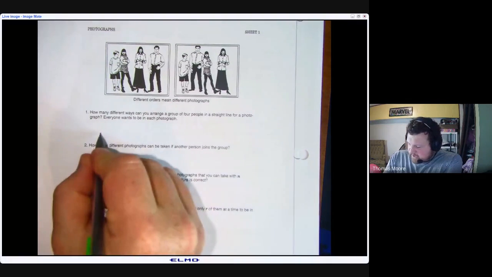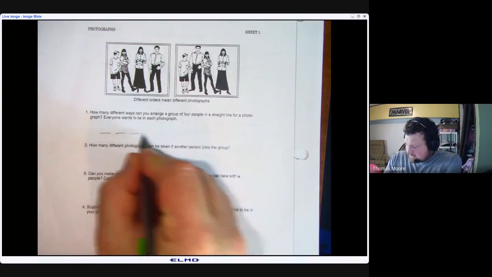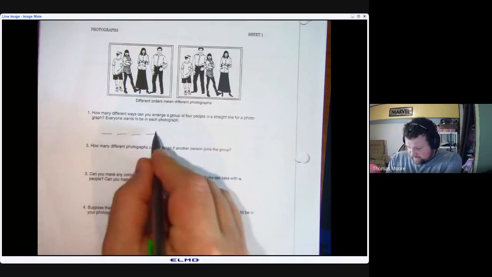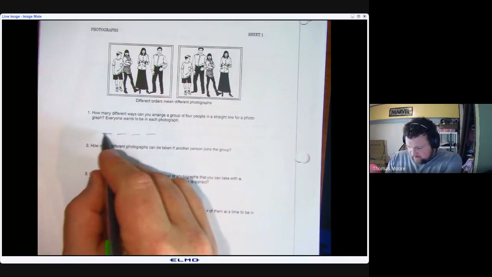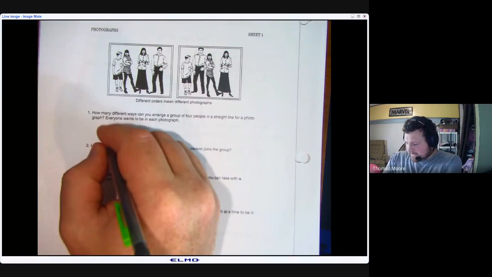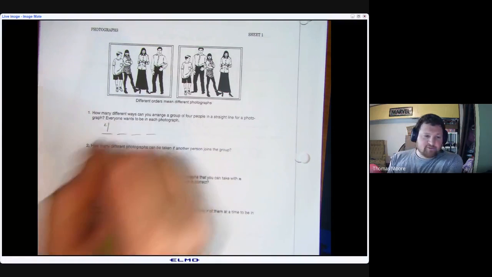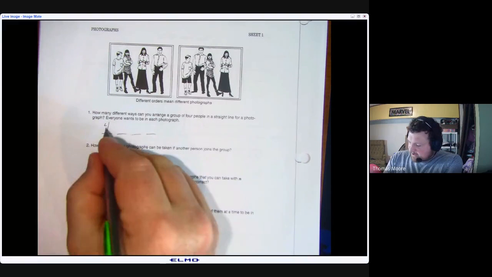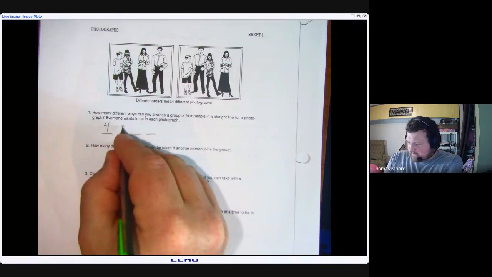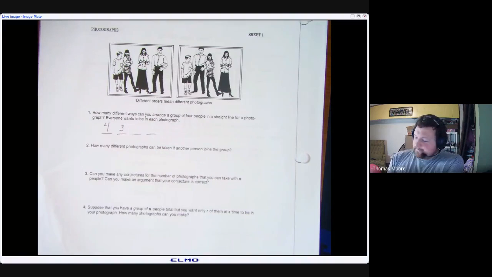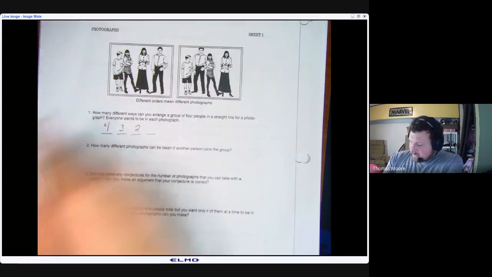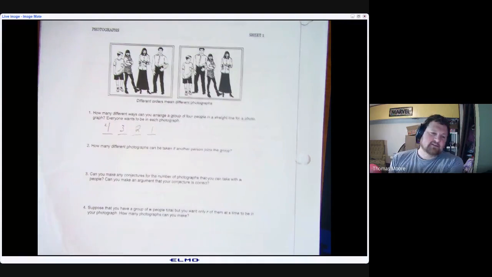So if we look at this, there are 4 slots, and we're trying to determine how many different ways I can arrange the people. Well, how many different available people are there that I can put in my first slot? I could put 4 people in that slot. And then for my next slot, if I've already used 1 up, now I only have 3 left. For my next slot, I only have 2 left. And in my final slot, I only have 1 left.